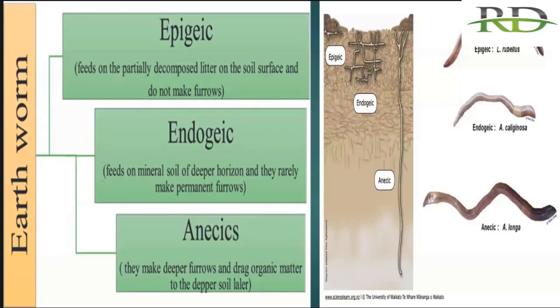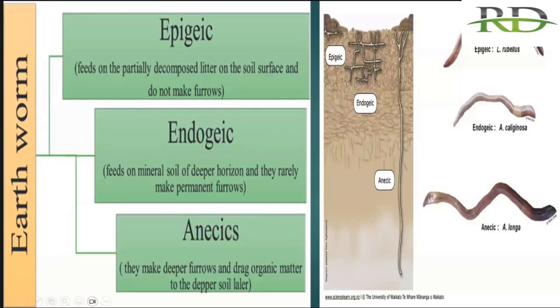The first, epigeic, feeds on the partially decomposed litter on the soil surface and does not make any furrows. Another one is endogeic. It feeds on mineral soil of the deeper horizon and rarely makes permanent furrows. Then there is the species that makes permanent furrows. And the anecic means they make deeper furrows and drag organic matter deeper into the soil.